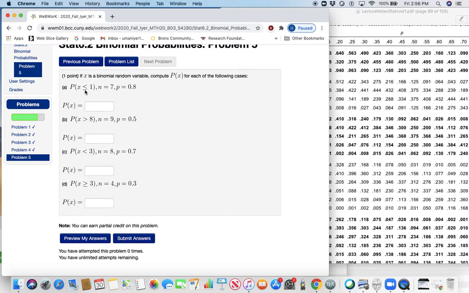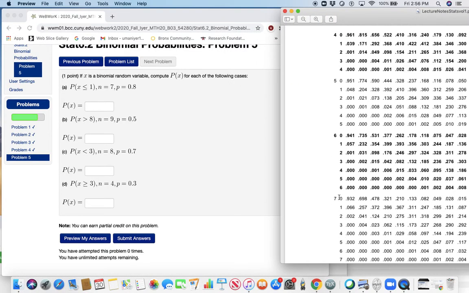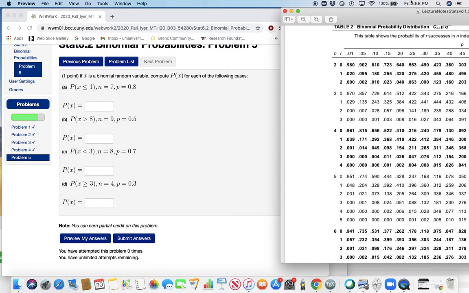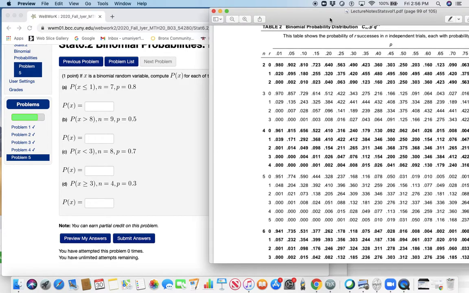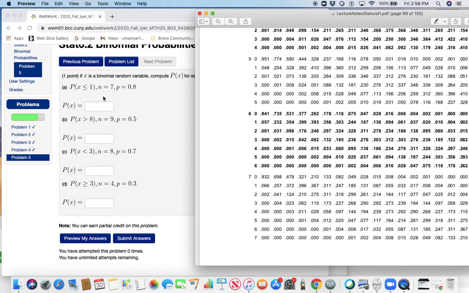Probability x less than or equal to 1. N is 7, this block of numbers. P is 0.8. That's 0.8. So when n is 7, I want less than or equal to 1. So it could be 0 or 1. So I need to add these two numbers, 0 plus 0.